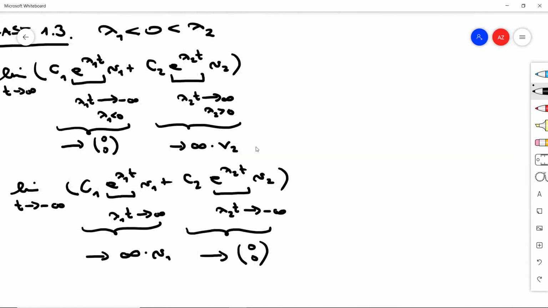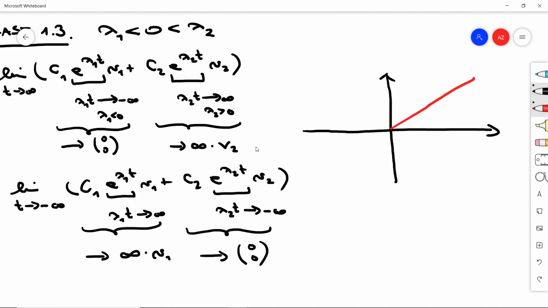So what would the phase portrait look like? Let's take v1 and v2. Let's say that v1 lies on this line and v2 lies on this line.